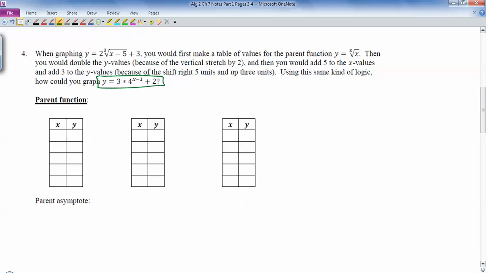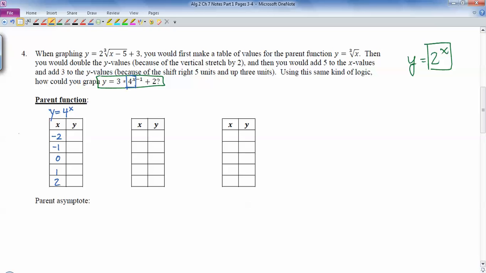And up above we graphed y equals 2 to the x. So the parent function looks sort of like that. And in our problem, that's the 4 to the x right here. Okay? So the parent function is y equals 4 to the x. So let's make a chart for that, and we'll start with -2, -1, 0, 1, 2.